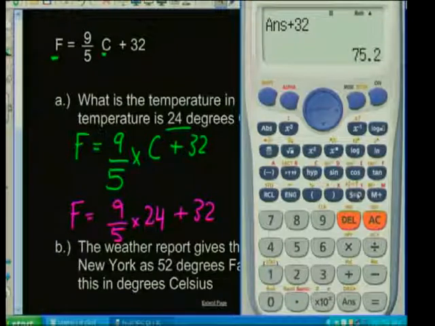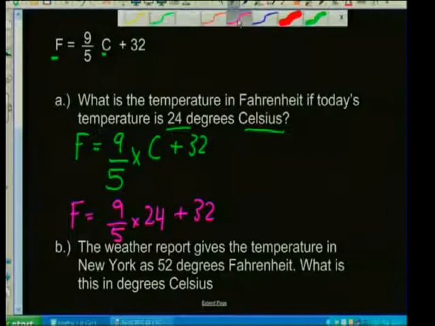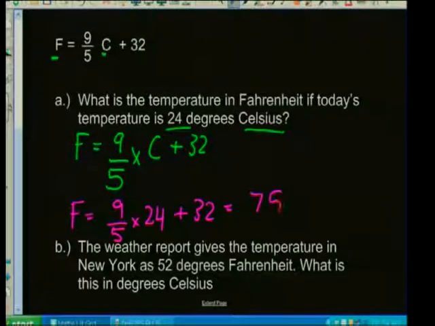So did you see the steps that I took? I pressed equals in between so that I don't have to worry about what BODMAS is doing. So I don't want to add before I multiply. And my answer is 75.2, and let's write that in. So that's equal to 75.2, and don't forget your units.